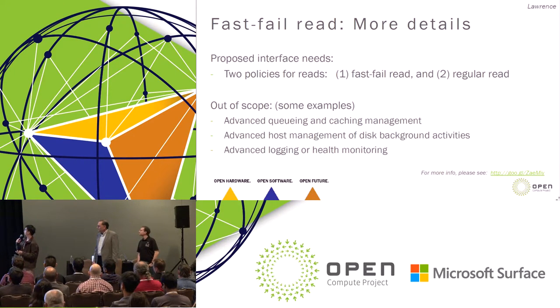The second policy is the regular read. And this can potentially be useful, for example, when I'm trying to read from two disks and both of them are having trouble returning the read. And in that case, yes, I want the disk to read really, really hard so that I can get the data back. And so the proposal is actually quite simple. It's really just finding ways to have these two interfaces.